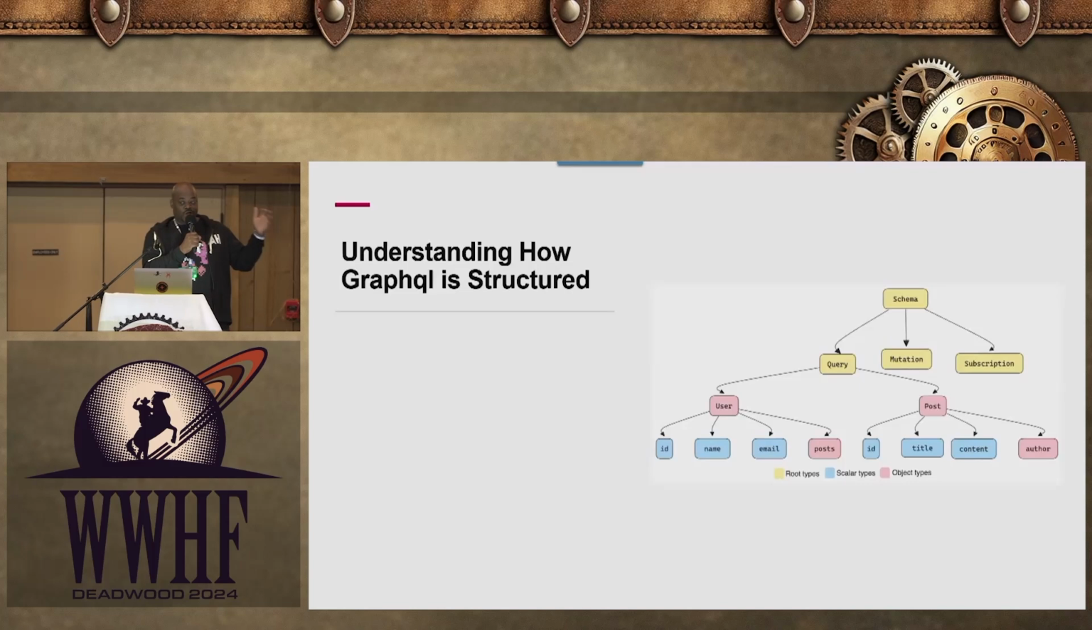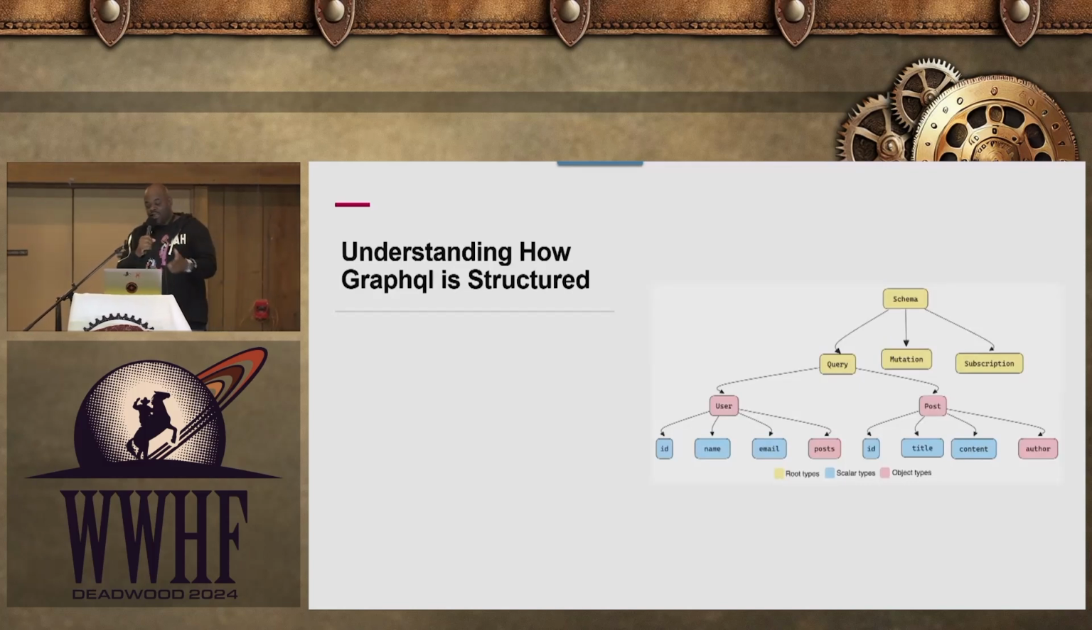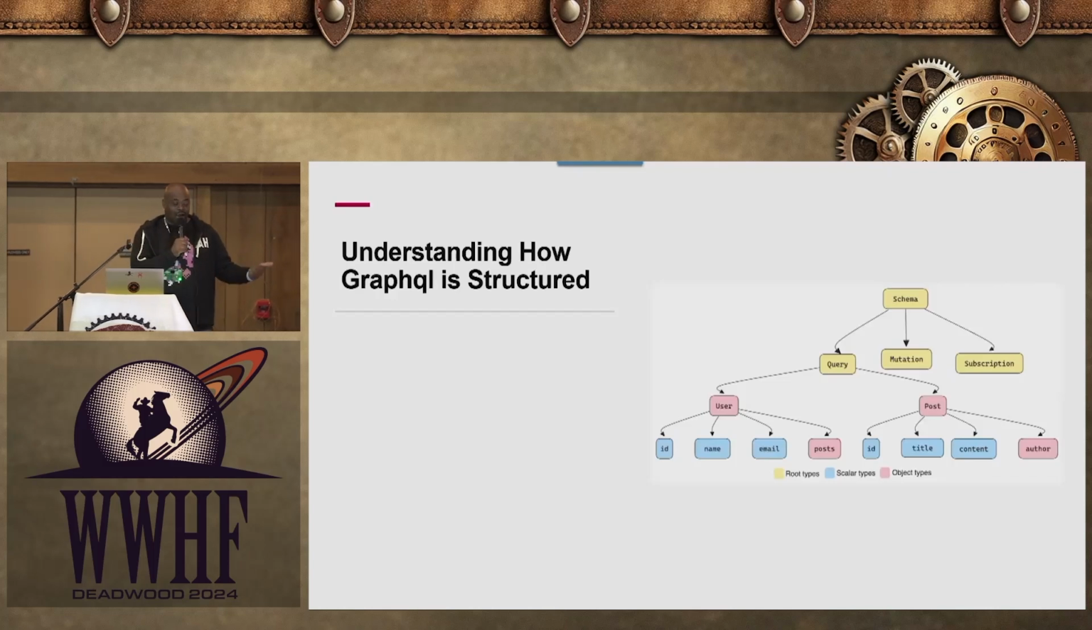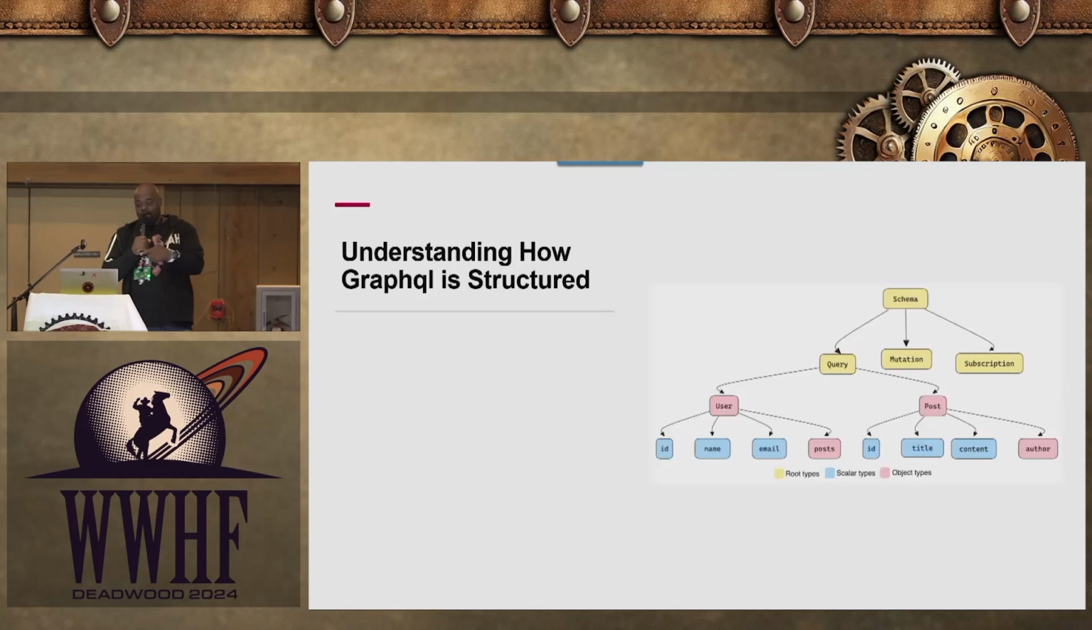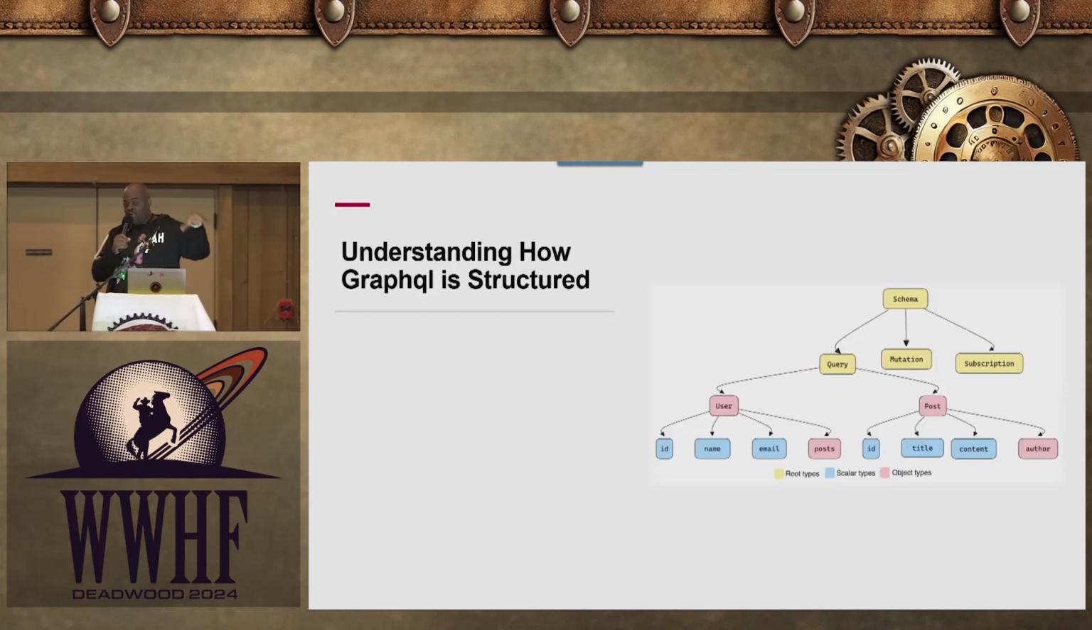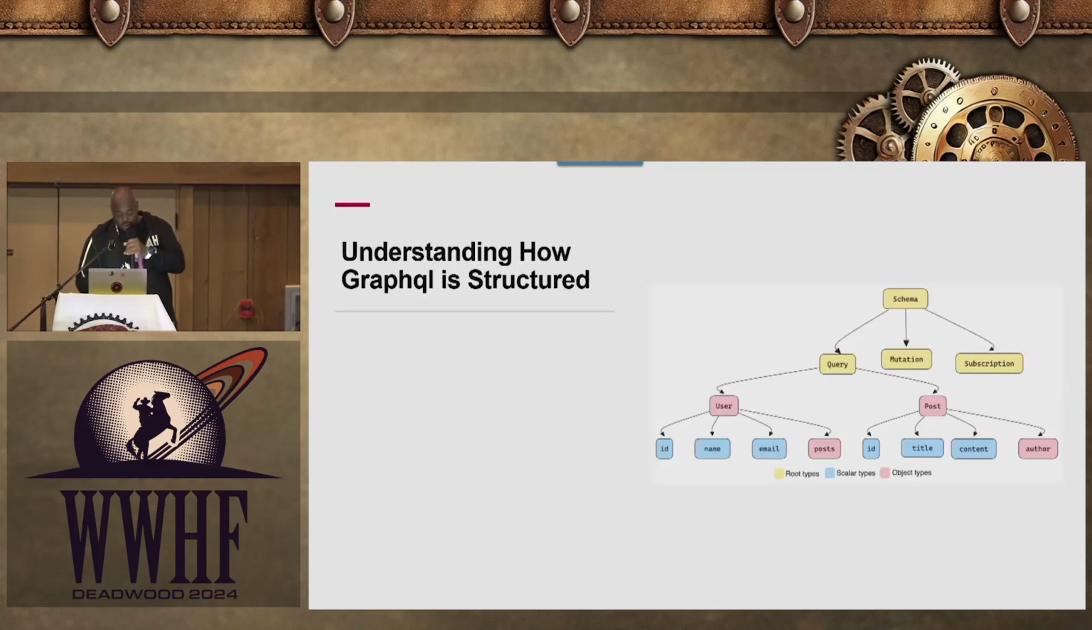And then you have your fields and you have your objects. As you can see here, we have a user object, and within that user object, you have your ID, the name, the email address, and your post. And the same thing with the post object: it has an ID and a title. And this is how GraphQL is structured as a whole. And you'll see here in a moment.